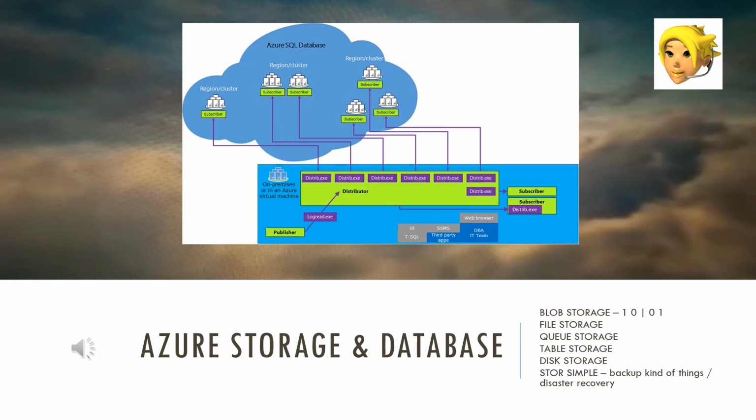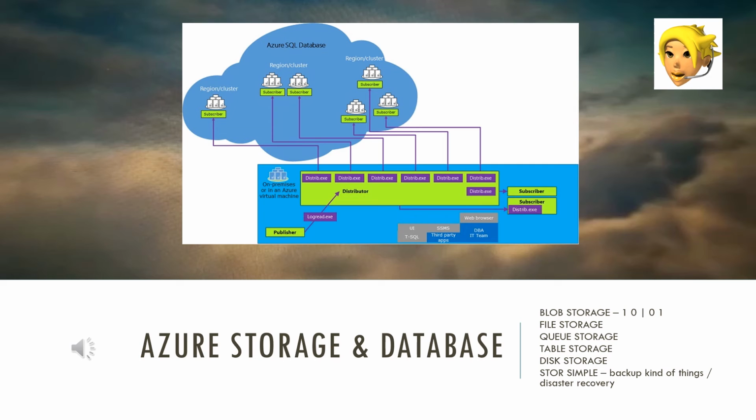In Azure storage and database, you have Blob storage. It will be in a Boolean way, either on or off, so 1001, and then the object storage will be there. Then you have file storage, where the lift and shift concept will apply. Then the queue storage, where scheduling tasks will be assigned. Then you have table storage, your key-value storage, and then you have disk storage, that will be the persistent disk for the virtual machine, available on Windows, Mac, and Linux.